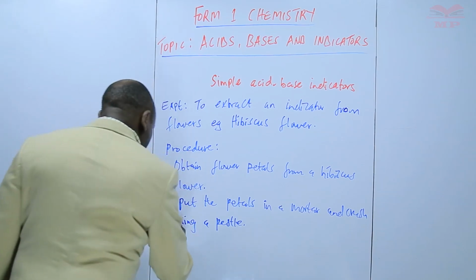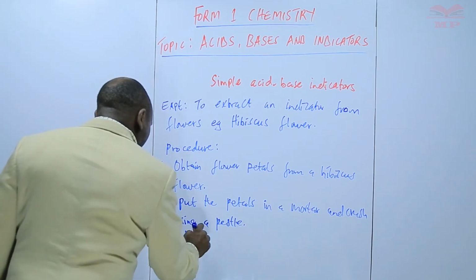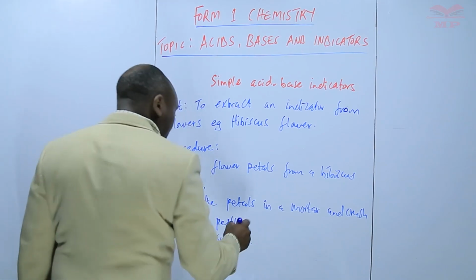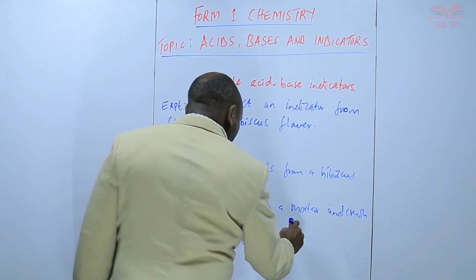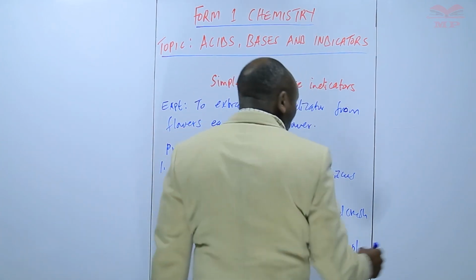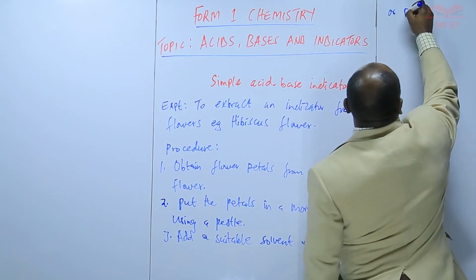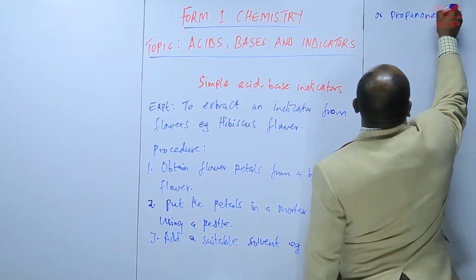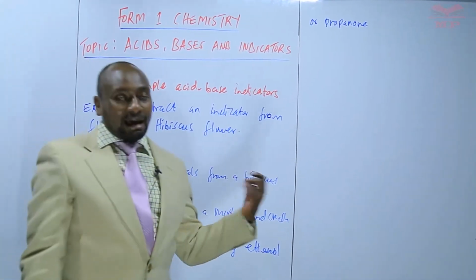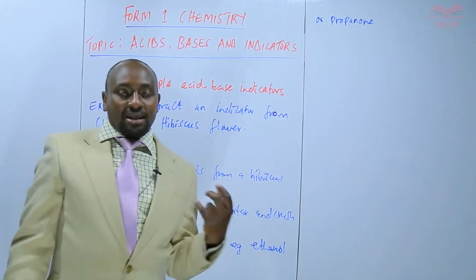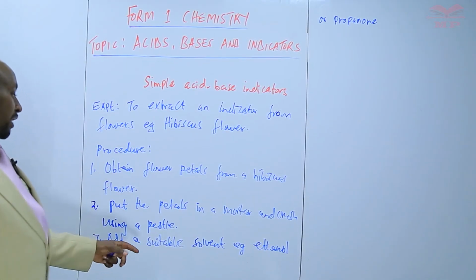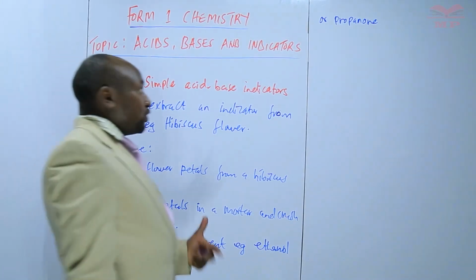And then the next step, add a suitable solvent, for example ethanol or propanol. Ethanol and propanol are good solvents because they can dissolve the color. They can be used to extract the color from those flowers. So as you crush, you add a solvent as you continue crushing.